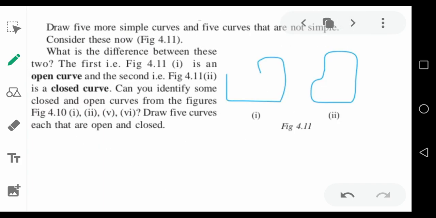Now what you have to do is draw 5 more simple curves and 5 curves that are not simple. Okay, 5 curves which are simple and 5 curves that are not simple. You have to draw in your classwork.